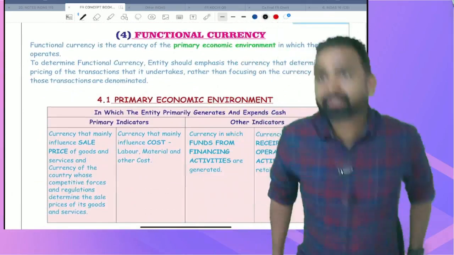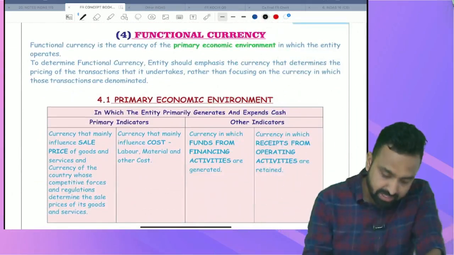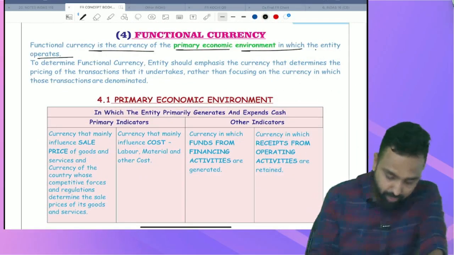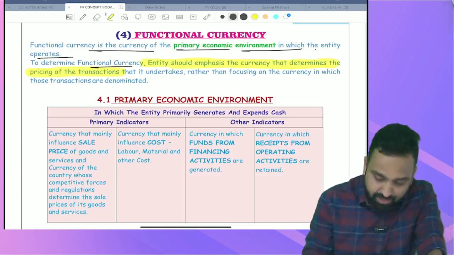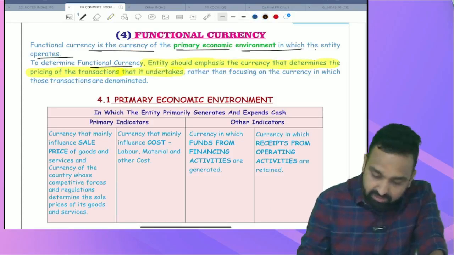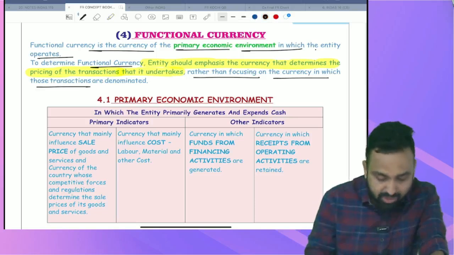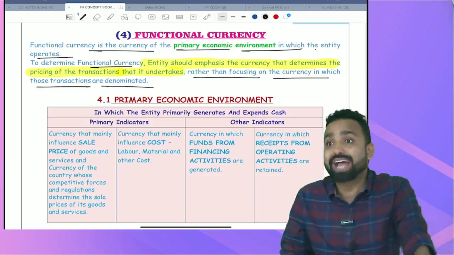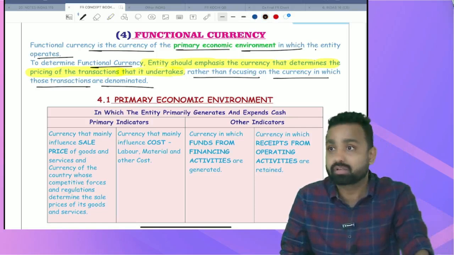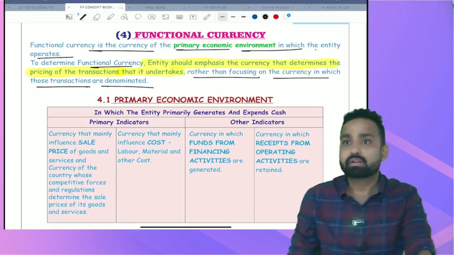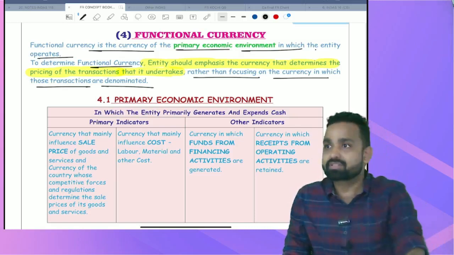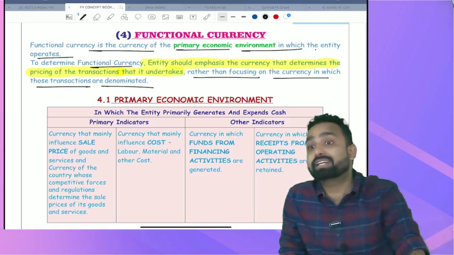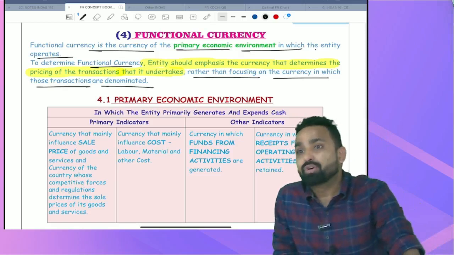Now, these are the indicators. Functional currency is the currency of the primary economic environment in which the entity operates. To determine functional currency, the entity should emphasize the currency that determines the pricing of the transactions it undertakes, rather than focusing on the currency in which those transactions are denominated. Do not focus on the currency in which you denominate your sales. The denomination doesn't matter. What matters is which currency affects the price of goods and services, basically.